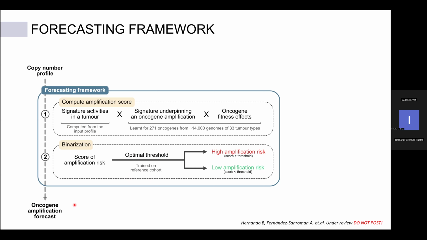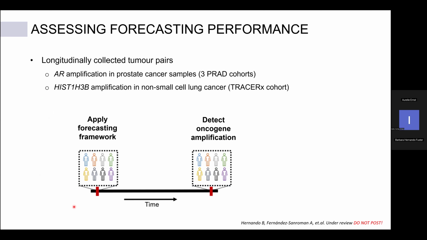So we developed this forecasting framework, and the next step is to assess its performance, whether it actually works or not. For that, we used longitudinally collected tumor pairs, and what we did was apply this forecasting framework to the primary sample of a patient. We then classify these patients as high risk or low risk, and observe whether that oncogene amplification is actually seen in the relapse or the metastasis from the same patient.